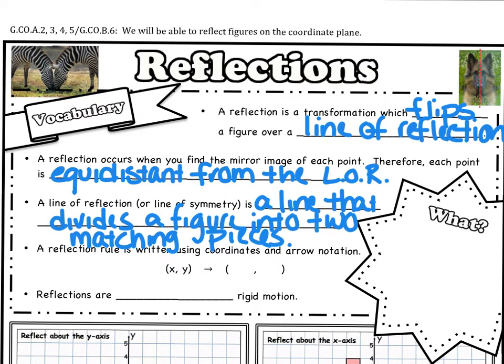Now, one of the things that we are going to talk about today is our reflection rules, and you will notice that a reflection rule looks very similar to the translation rule that we talked about yesterday. So a reflection rule is written using arrow notation, and you determine what the relationship is between the original x value or x coordinate and the new x coordinate, and we're going to look at that through some examples and try to figure out what that relationship is.